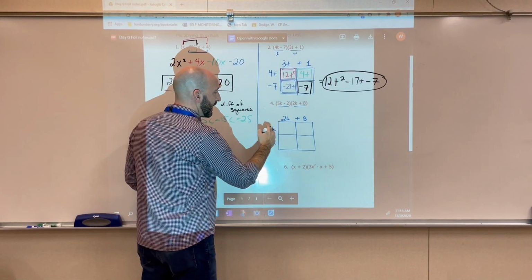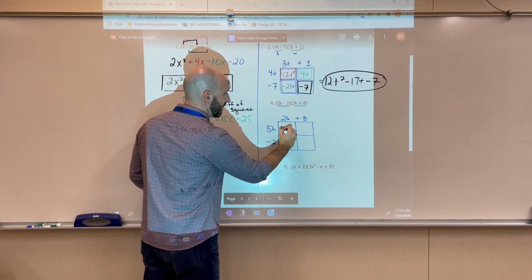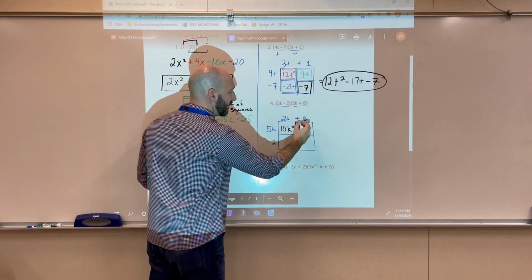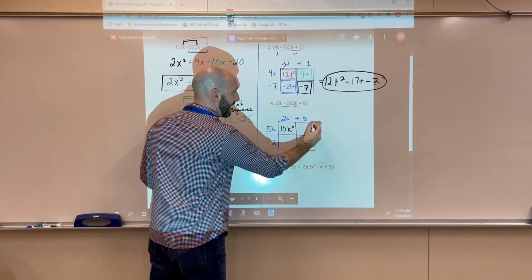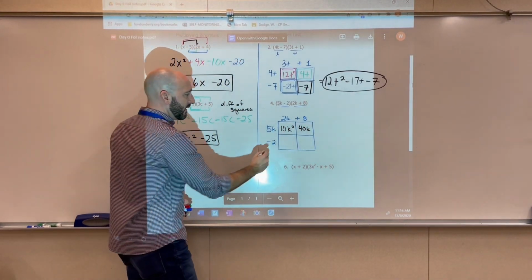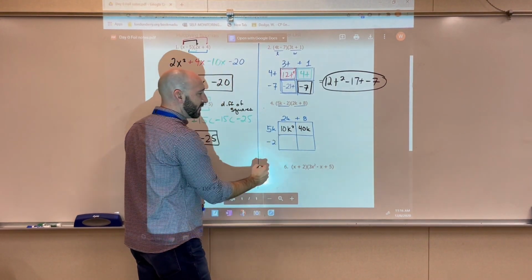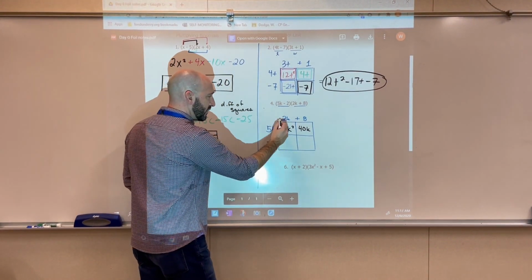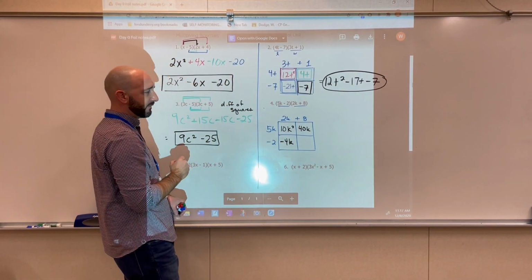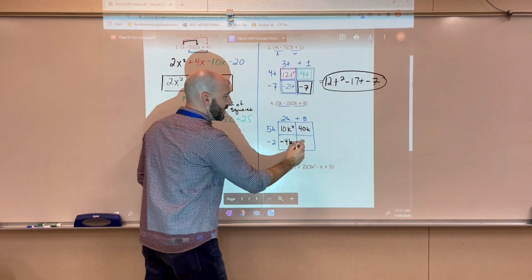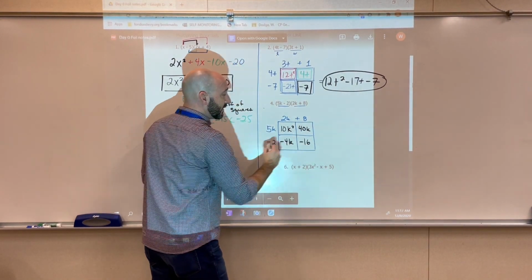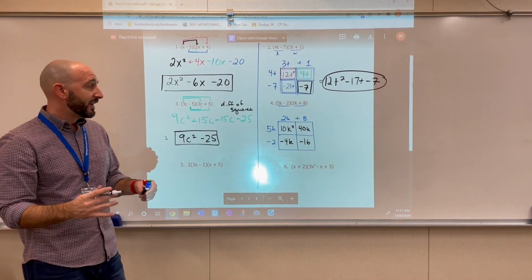So 5k times 2k is 10k squared. This region has dimensions 5k by 8, so that's going to give us 40k. This region, the bottom left-hand region, has dimensions negative 2 by 2k, so that's negative 4k when we multiply those together. This bottom right-hand region has dimensions 8 by negative 2. So when we multiply those together, we get negative 16.